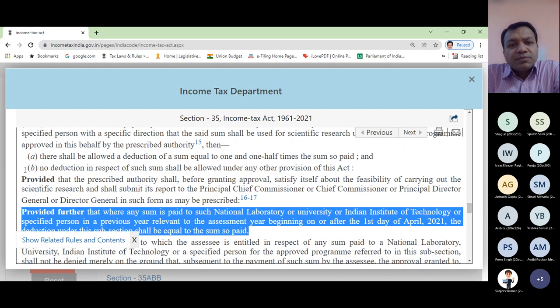That with effect from my assessment year, which is 21-22, I will not get a deduction of 150%, which was there till last year. From now onwards, with effect from this year, the deduction is 100% of what you have donated. So if you have donated 1 lakh, the deduction allowed will be 1 lakh only.